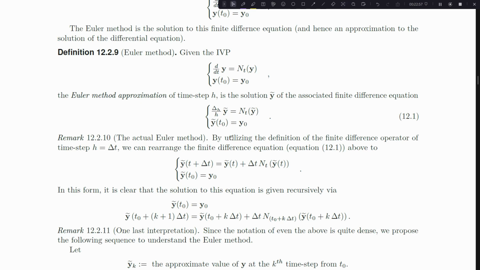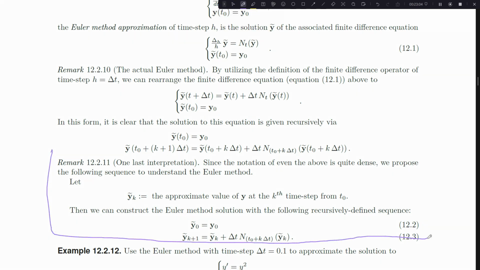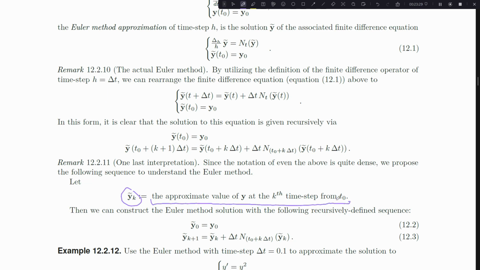Now I'm going to scroll down here to this remark, because this is what you'll want to keep in mind when it comes to Euler. This is the remark called one last interpretation, also known as the actual Euler method, which I guess I was calling in the previous remark. There are two remarks there you can read, but I would keep in mind this one last interpretation, the Euler version. What we want to think is that we're just going to define y tilde sub k as the approximate value of y at the kth time step from t0. Then the Euler method solution is given by the following. We start at y0, and then each iterate is our previous one, plus delta t times the nonlinear term evaluated at the specific time we exist on the previous term.